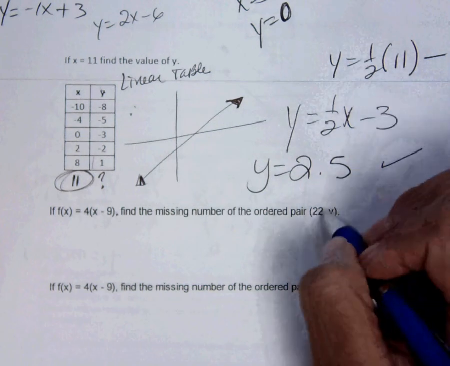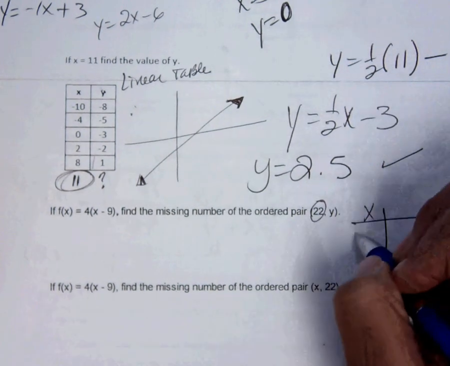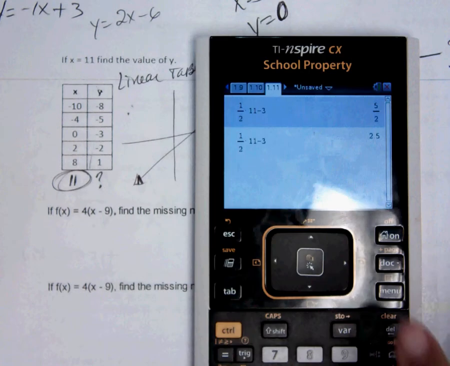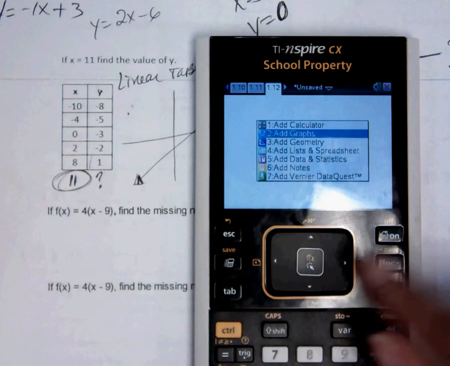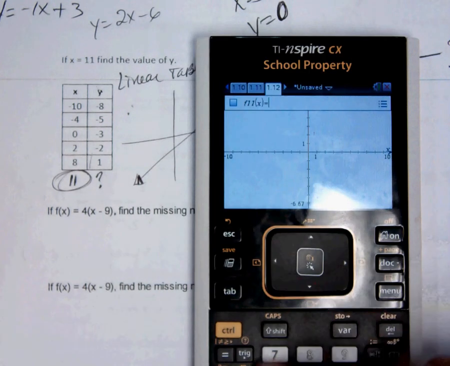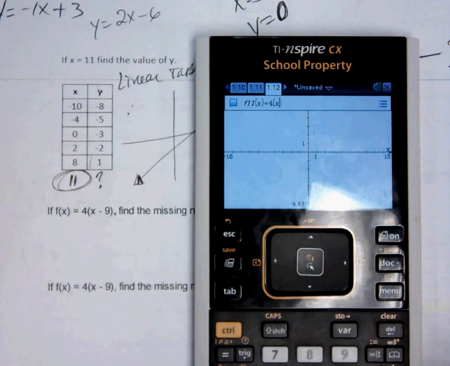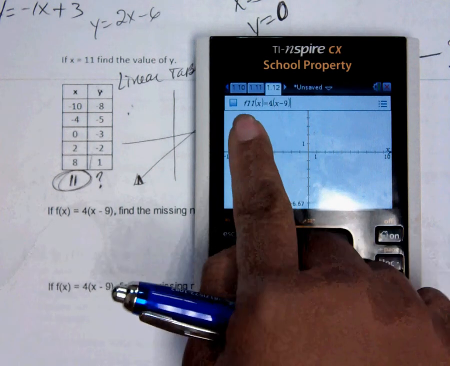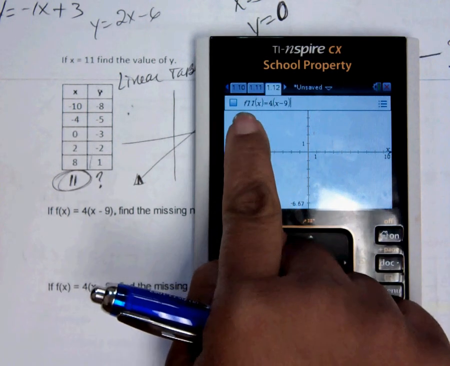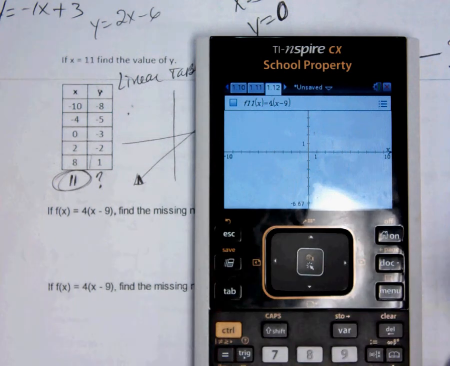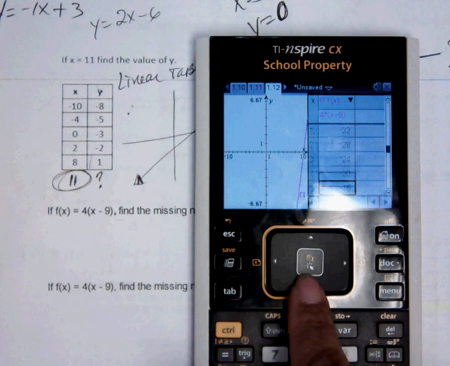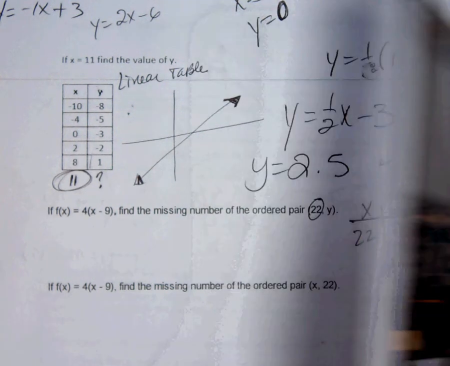All you have to do is look on the table for when x is 22. So let's do that. Control Doc, add a graph, and I am going to type 4 parentheses x minus 9, close parentheses. That's all I have to type in because the f of x is already there, and ignore the 11. That just means you've already typed in 10 other equations. Press enter, go to the table, and look for 22 where you have x.